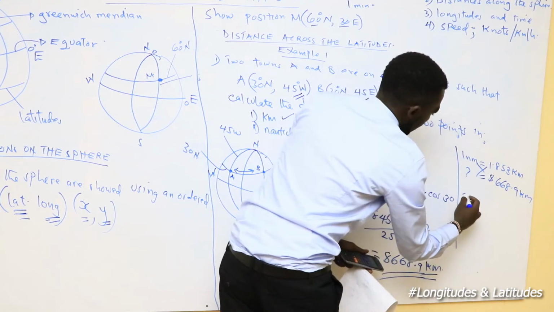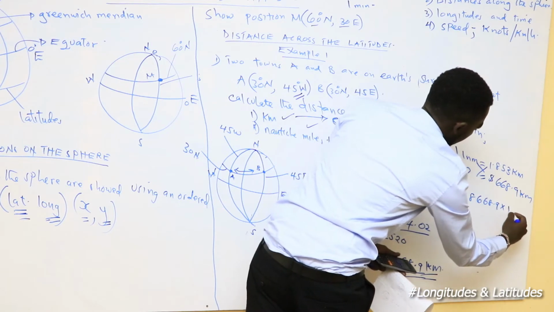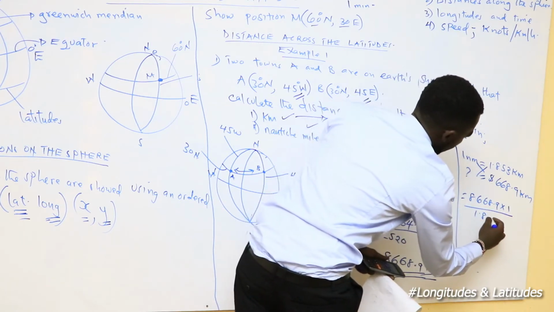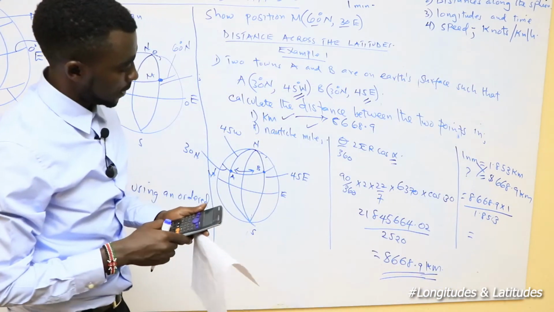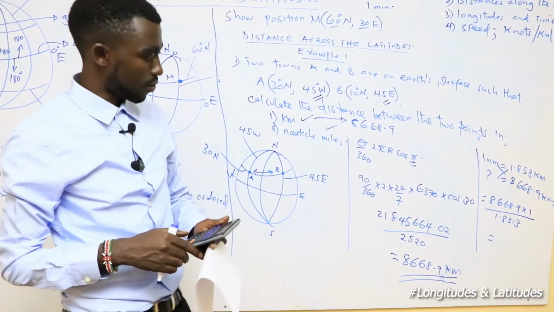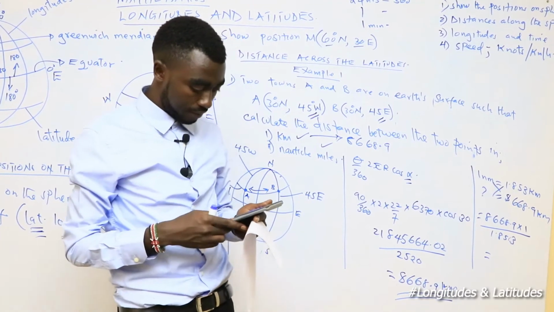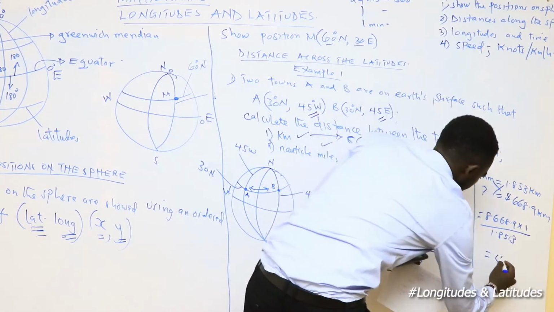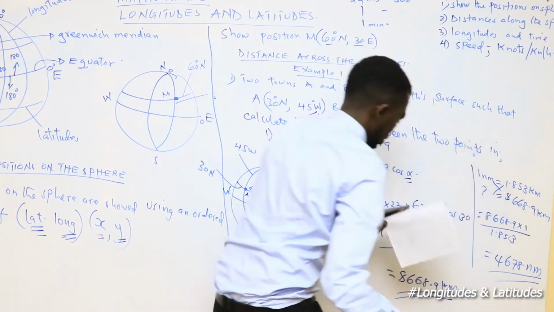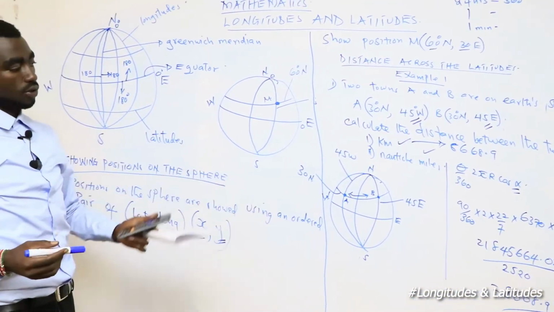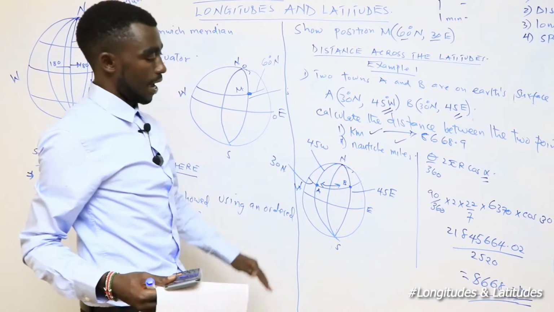Then you cross multiply. This will be 8,668.9 multiplied by 1 divided by 1.853. Let's see what we get. So it is 8,668.9 times 1 divided by 1.853. And you get it is 4,678 nautical miles. So that's the distance between point A and point B across the latitude.